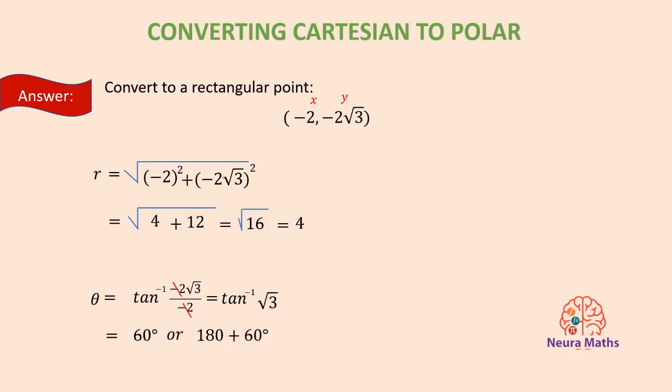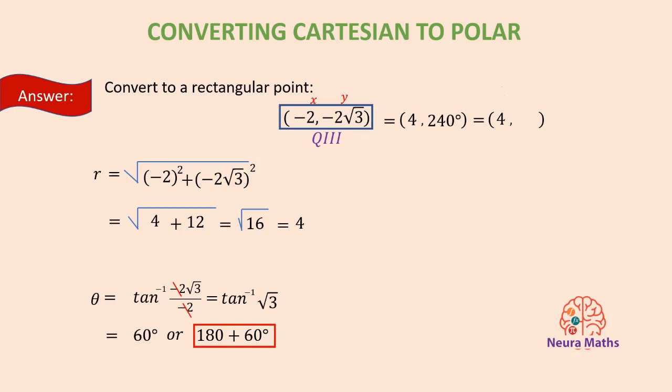In which quadrant is the point (-2, -2 root 3)? The point (-2, -2 root 3) is in quadrant 3. Which of these angles exist in quadrant 3? Angle 180 plus 60 exists in quadrant 3. So, the polar point that corresponds to (-2, -2 root 3) is (4, 180 plus 60), which is 240 degrees. What is the radian form of the polar point? The radian form of this point is (4, pi plus pi over 3), which is 4 pi over 3.